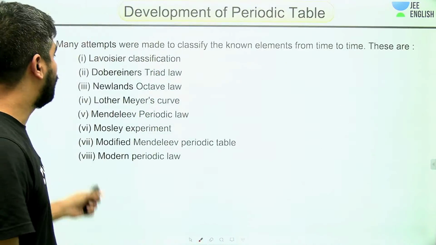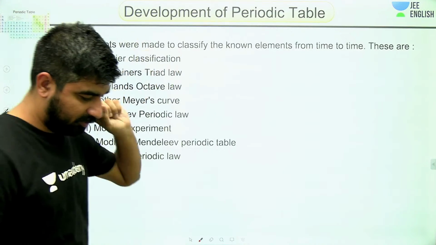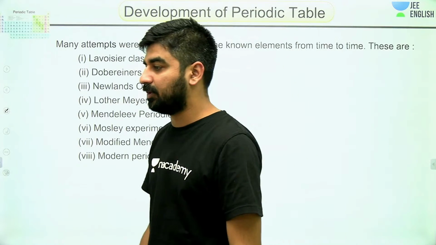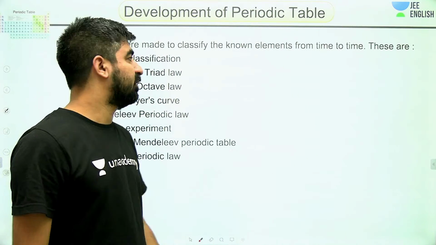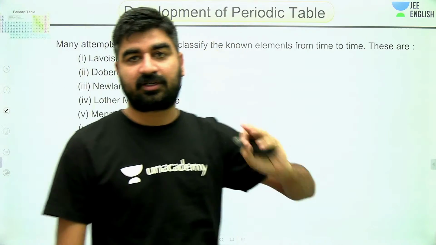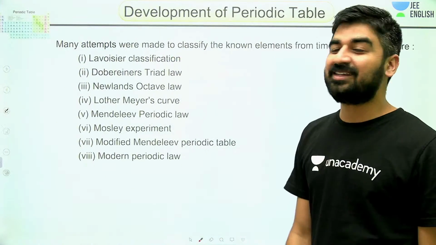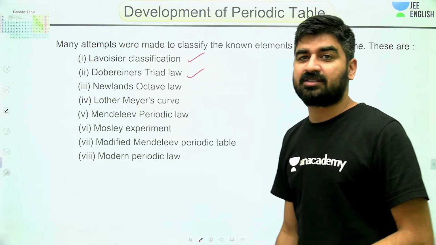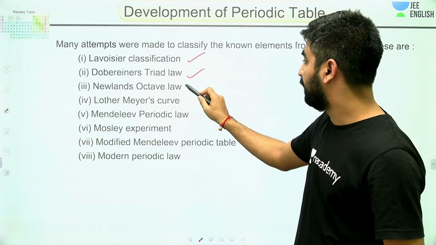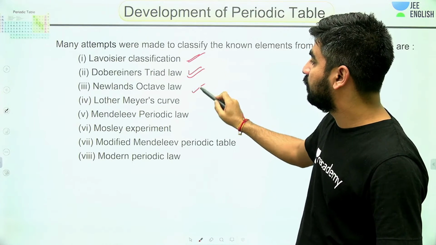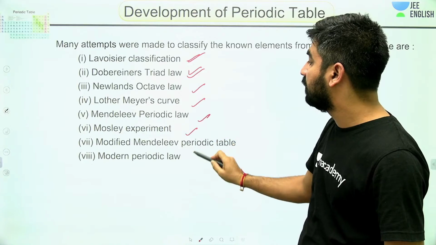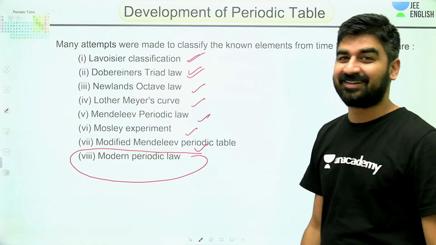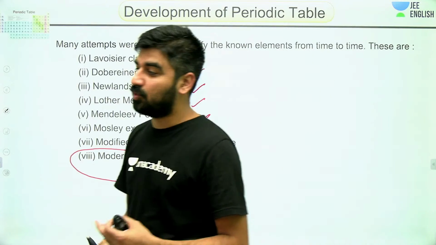Okay guys, let's talk about the development of the periodic table. Currently we talk only about the modern periodic table, but let me tell you that before the modern periodic table, there were many scientists who made periodic tables, and those had disadvantages and were rejected. Finally Lavoisier, Dobereiner, Newlands, Lothar Meyer, Mendeleev, and Moseley modified it, and now we are at the modern periodic table. But before that, there were so many changes.